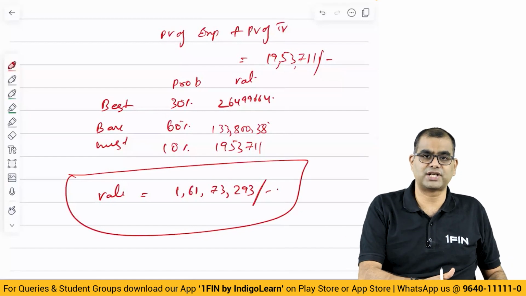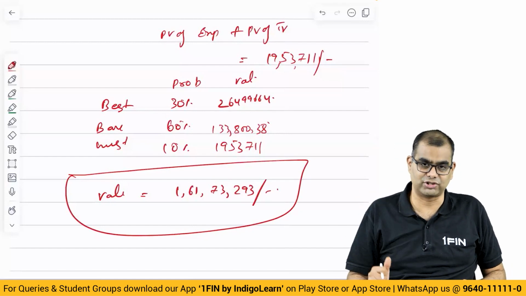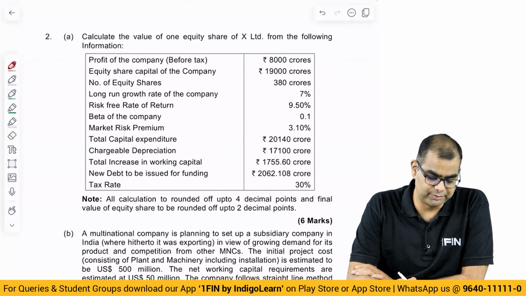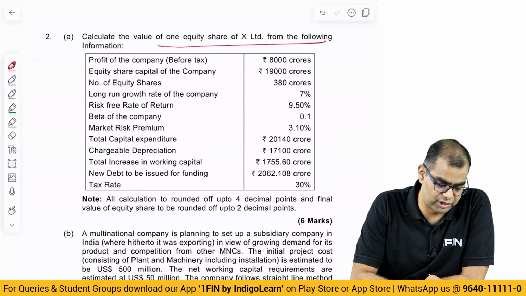Please go back to the business valuation chapter if you have any doubts with respect to the various types of valuation. Now let us look at the next question. Second question from MTP October 24. Calculate the value of one equity share from the following information.